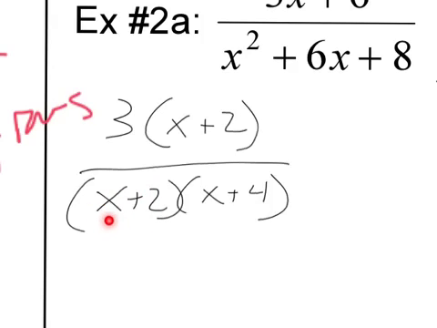Well, that would be negative 2, right? Because negative 2 plus 2 equals 0. What could I plug in for here to make this thing equal 0? That would be negative 4. So that means that x cannot equal negative 2 or negative 4.